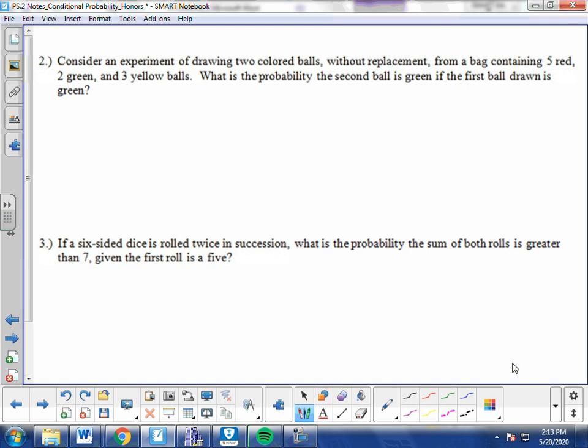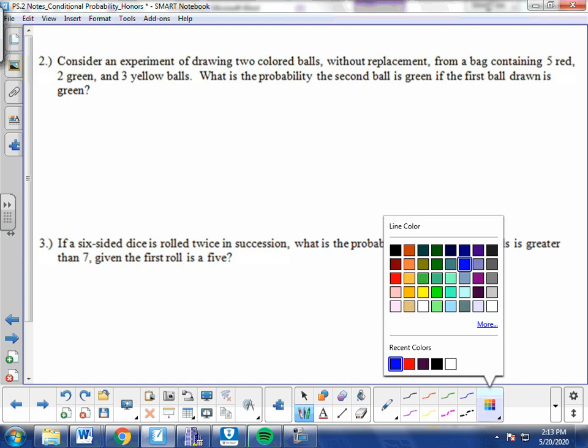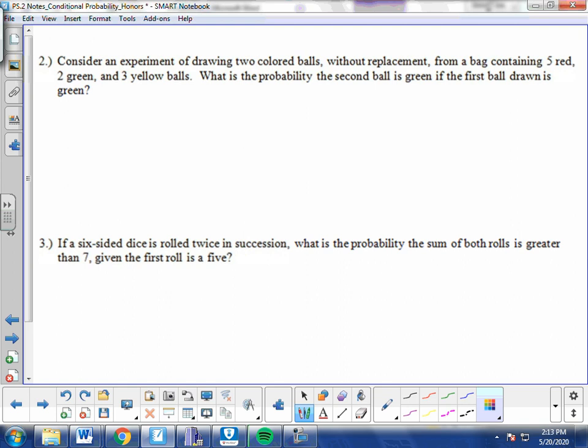So again, let's take a look at events. Event 1 is going to be the first ball is green. Event 2 is the second ball is green. So if we want to look at the probability of event 1 occurring just in itself, there are 2 green balls in the bag, and out of the total here, there's a total of 10.